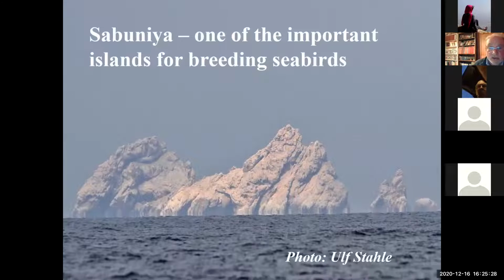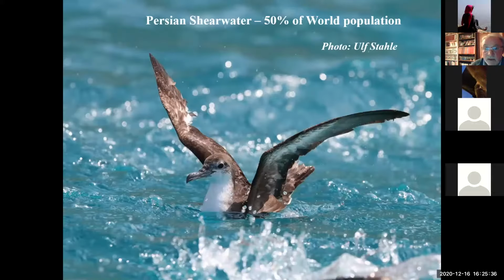And here we see Sabunia, which was one of the important islands for breeding seabirds. I'll just mention briefly a few of them. The Persian shearwater: something like 50% of the world's population breeds on Socotra and its outlying islands. For those of you that know the Manx shearwater in Britain and Western Europe, it's not so dissimilar, but smaller and with much browner upper parts, and it can be seen in very, very large numbers feeding off the coast of Socotra, as well as breeding on the islands.